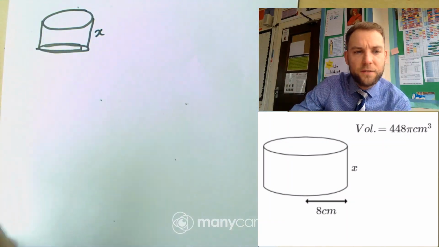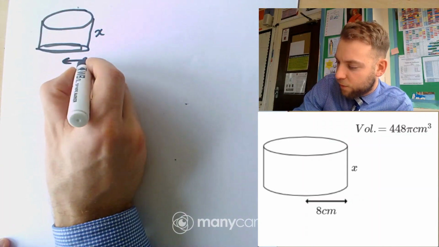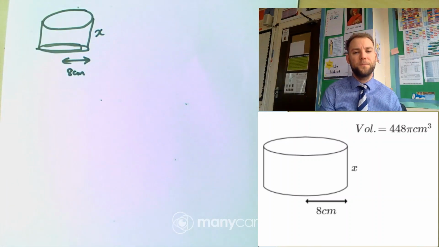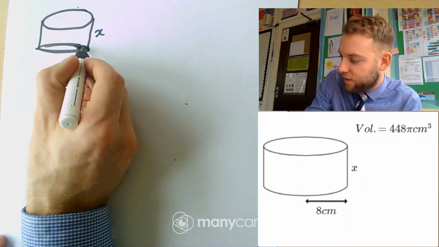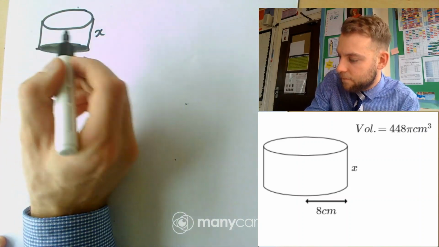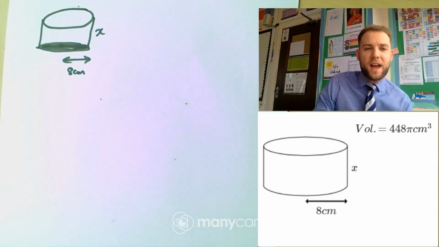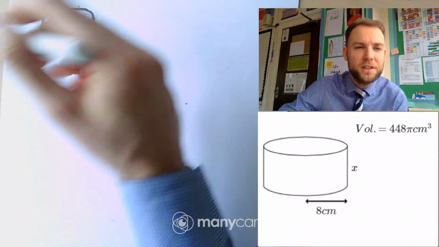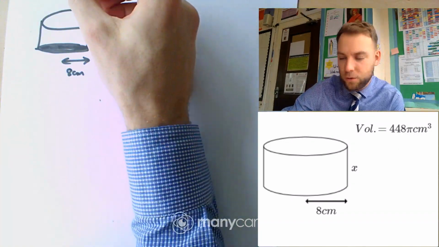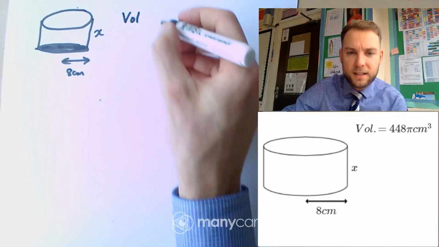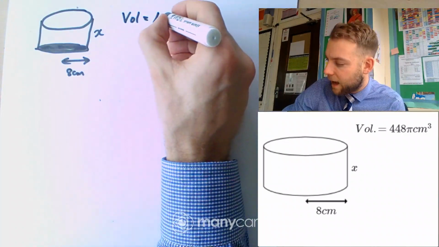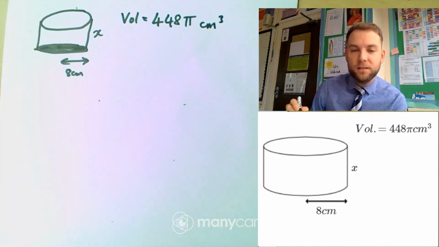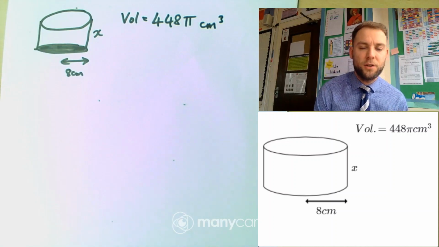Notice with this one that I've got my radius here. It's really worth thinking about that early on. So my radius in this is equal to 8 centimetres. I'll rub that out because I don't like the fact that it looks scruffy. So I've got a radius of 8 times by the depth, which in this case is x, which is equal to the volume. It's probably worth writing that down. The volume in this case is equal to 448 pi centimetres cubed. So it tells you it's 448 pi centimetres cubed.